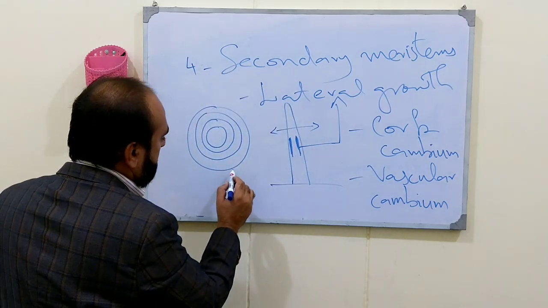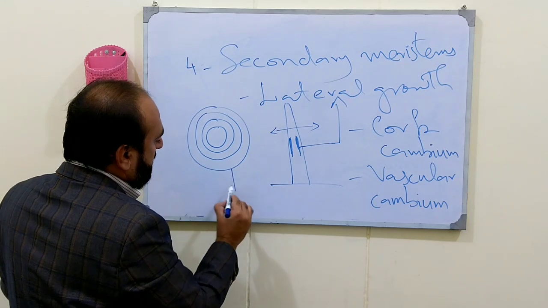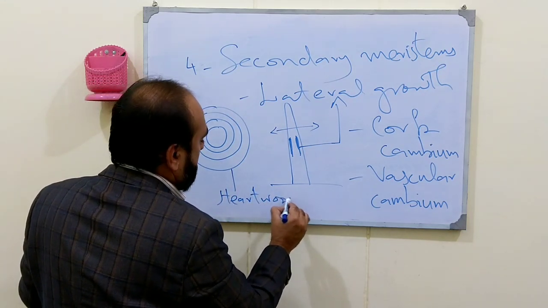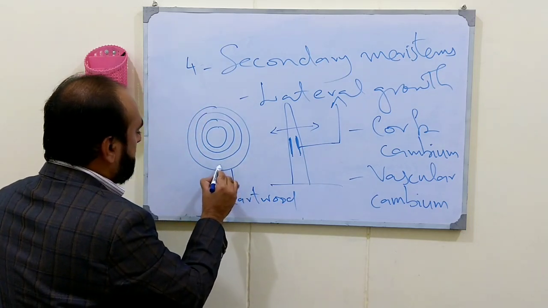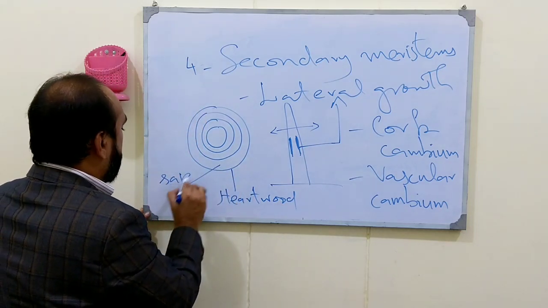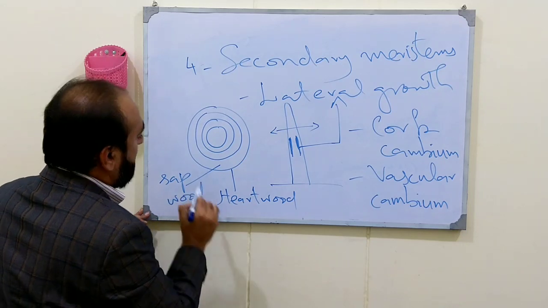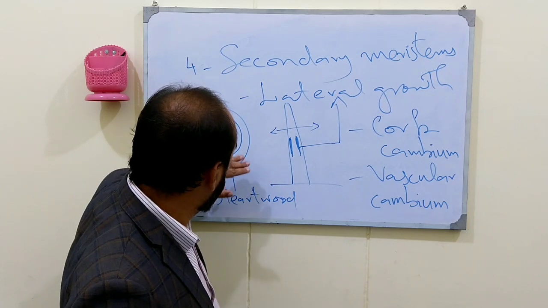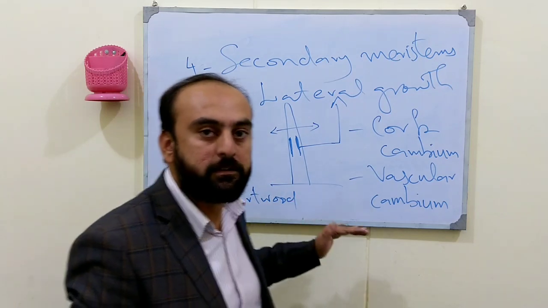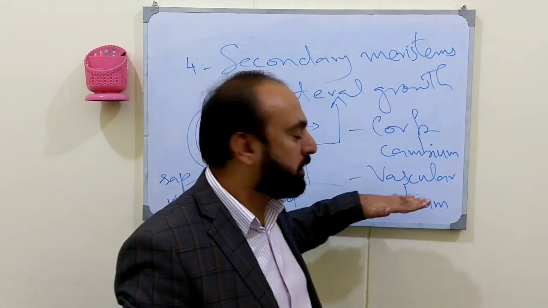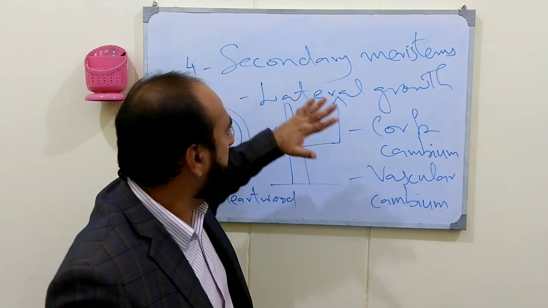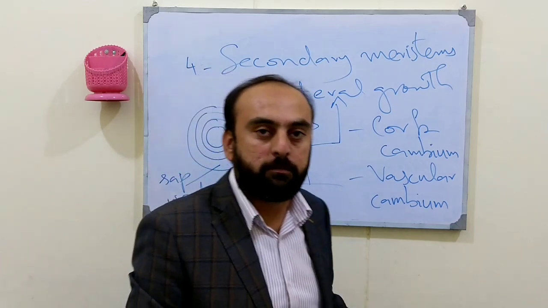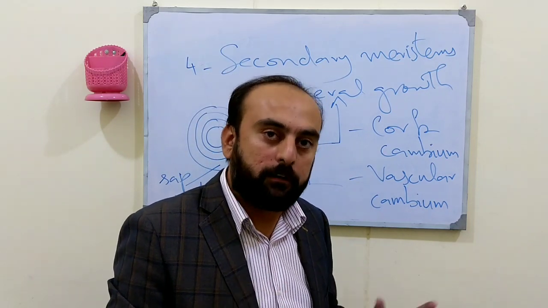These annual rings are formed by one cycle of hardwood alternating with this sapwood, or light colored wood. So the formation of these annual rings is due to the activity of this vascular cambium. And secondary meristems, or lateral meristems, are responsible for lateral growth of plant.